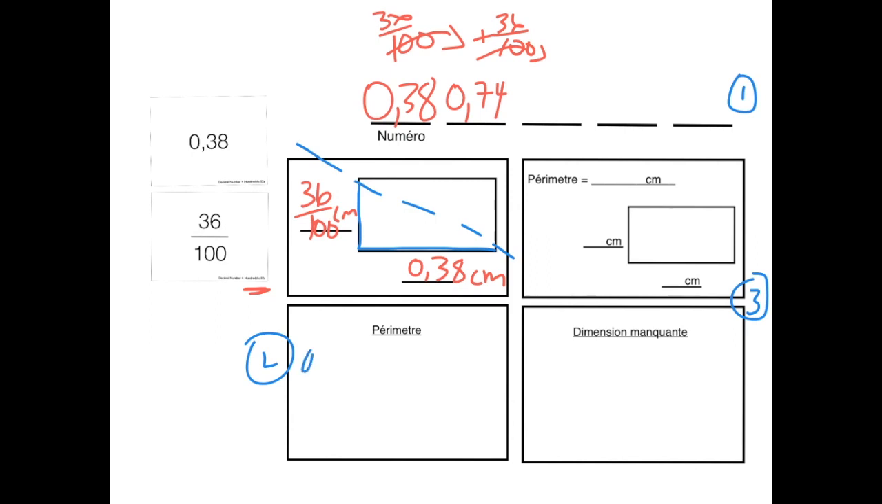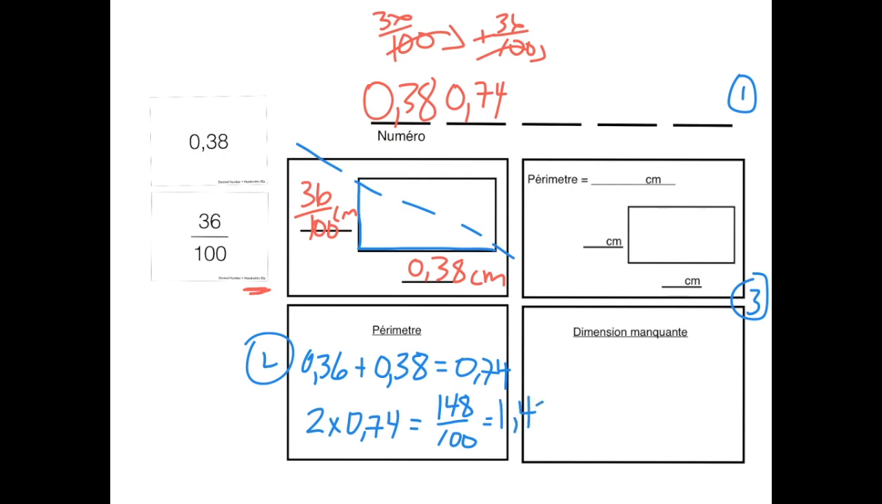So the sum of 36 hundredths and 38 hundredths is 74 hundredths. And then what students should recognize at this point is, because this is my half perimeter, I can actually just double my sum to get the full perimeter of my rectangle, or add 74 hundredths plus 74 hundredths. So in this case, I will get 148 hundredths, or 1 and 48 hundredths.